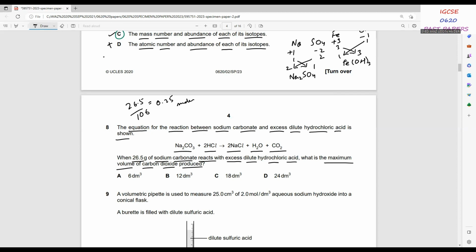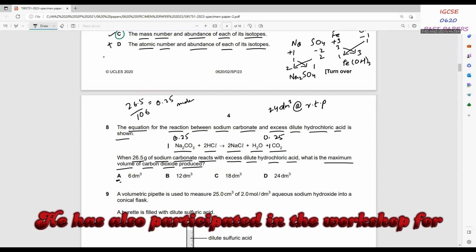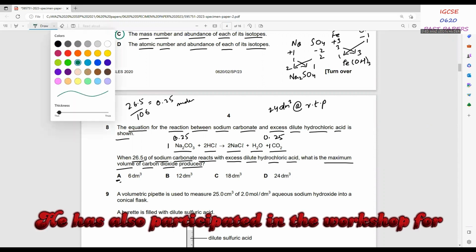So we have 1 mole producing 1 mole of carbon dioxide. So there must be 0.25 moles of carbon dioxide. Now let's calculate the volume of carbon dioxide. We know that at RTP, there must be 24 dm cube of the gas. So you'll multiply 0.25 by 24. So 6 will be the right answer. So this is the right choice.